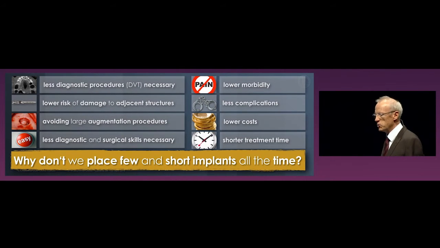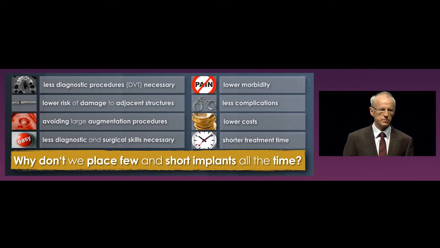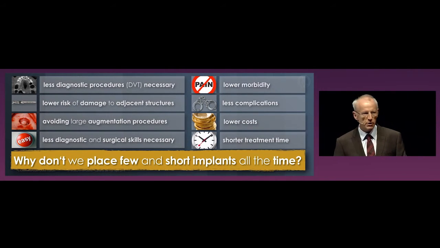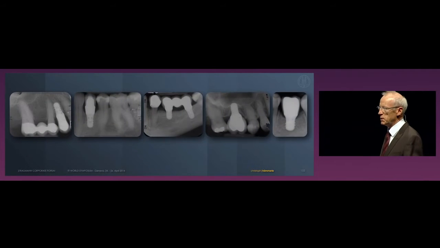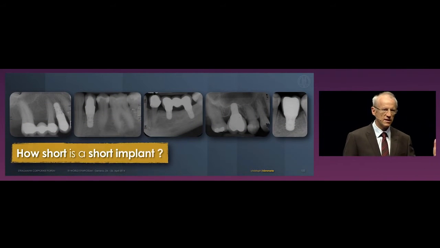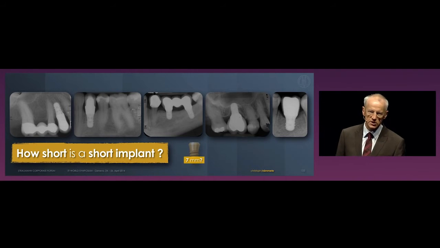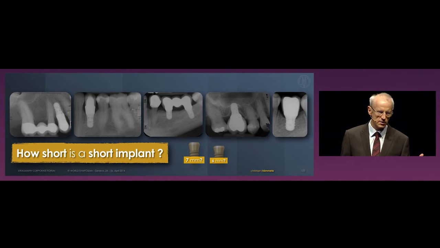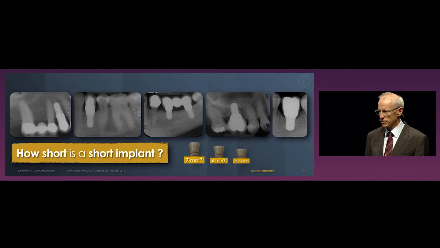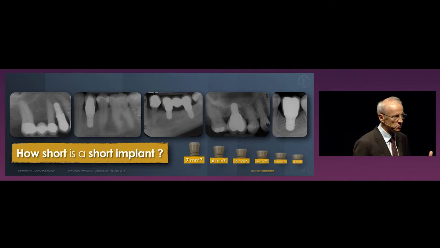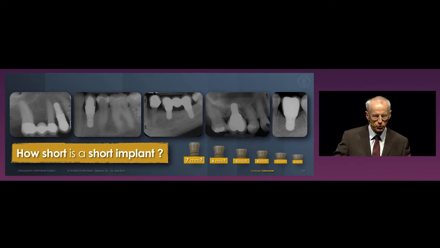So again, why don't we place few and short implants all the time? And if I ask you in your mind, what is a short implant for you? How short is a short implant? Some people will say 10. Some will say 8. I don't even start at 8. I would say, do you think 7? Do you think 6? Is it 5? 4? 3? 2? I can imagine a 2 millimeter implant. Well-designed, full-arch mandibular reconstruction. Now I'm running out of space, unfortunately.